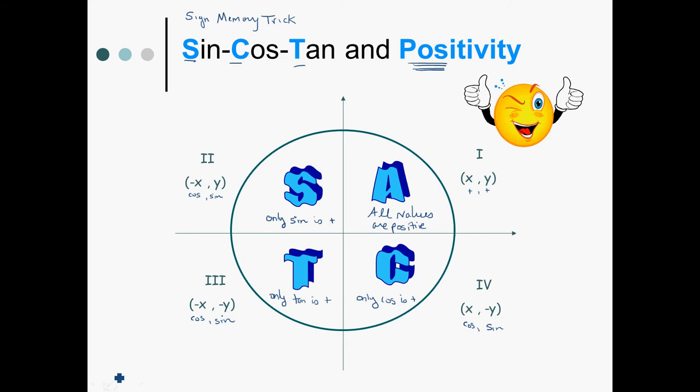Some ways you can remember this, a famous mnemonic device: All Students Take Calculus. All trig values are positive. Only sine is positive in the second quadrant. Only tangent is positive if I'm in the third quadrant. Only cosine is positive if I'm in the fourth quadrant. Okay, so that is just a little sine memory trick.